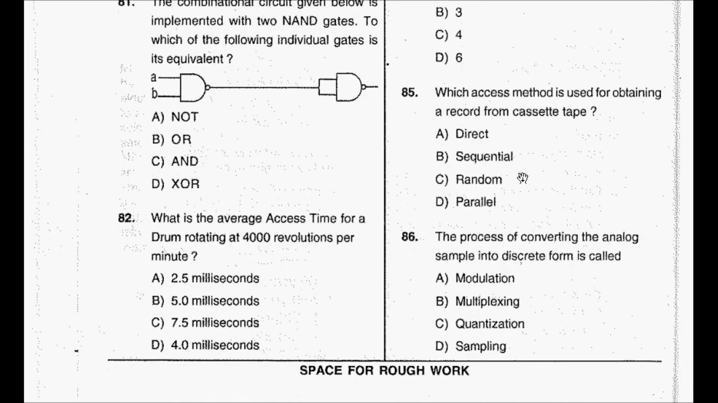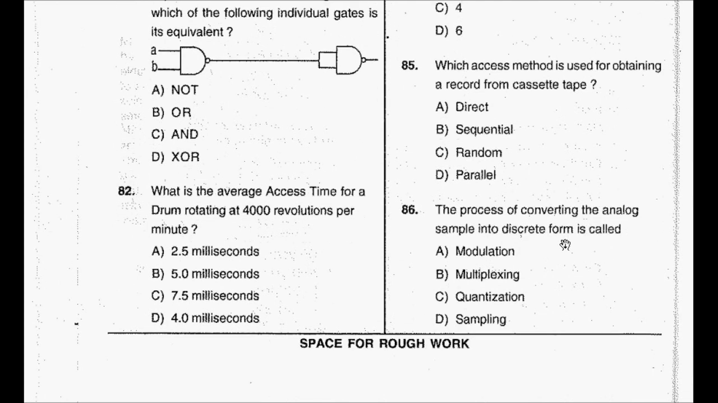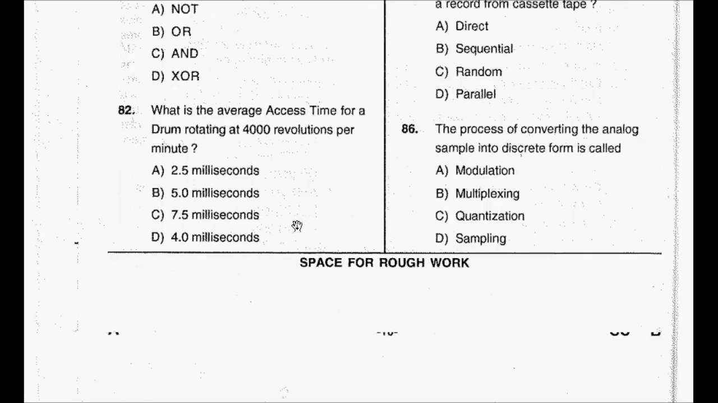Okay, B, sequential. The process of converting the analog sample into discrete form. Okay, we are converting analog into discrete form. So analog, we will take some samples and then we have to convert into discrete ones. So the process is known as sampling.